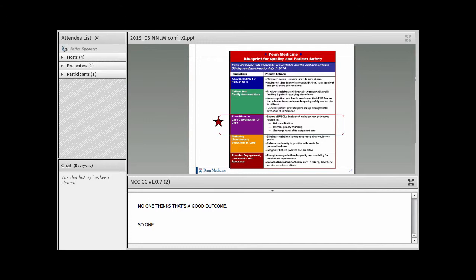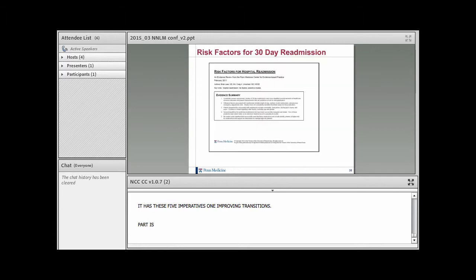One of the major foundations of quality and patient safety at Penn is this blueprint for quality and patient safety, which everybody knows by heart, and it has these five imperatives. One is improving transitions, and part of this is identifying people at high risk for being readmitted. So what we were asked to do as a center is to make explicit what risk factors exist for a patient being readmitted to the hospital. And we did a rapid review.